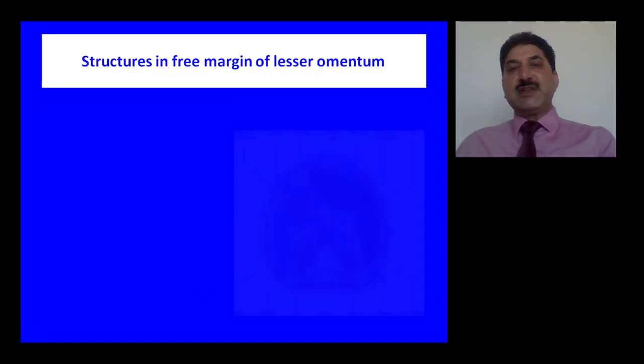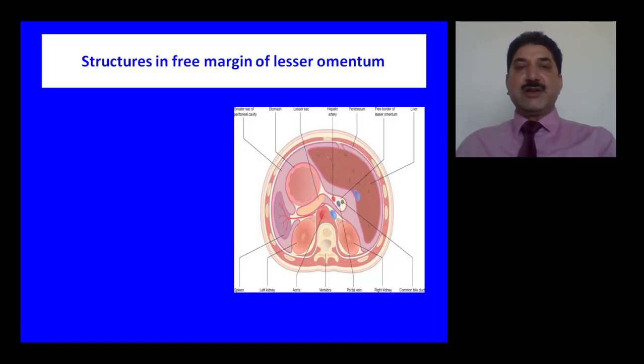Structures in the free margin of the lesser omentum are very important. So the lesser omentum has a fixed margin and a free margin. In the free margin, there are the hepatic artery, bile duct and portal vein.